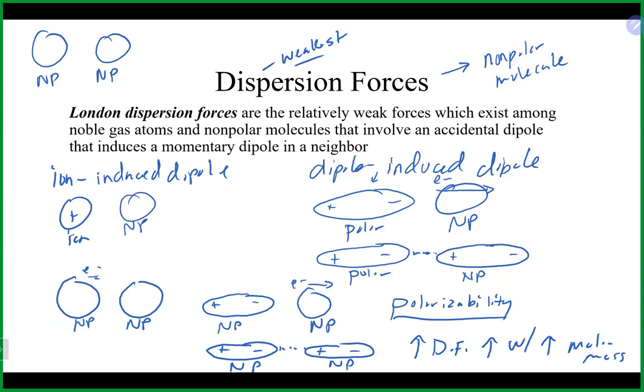So if you ever have to compare, say, the boiling point of two nonpolar molecules where they both use dispersion forces, the one that has higher molar mass should have the higher boiling point, because, again, there's a greater opportunity for this polarizability to take place and a lot more places for interaction to occur. Any questions on that there?